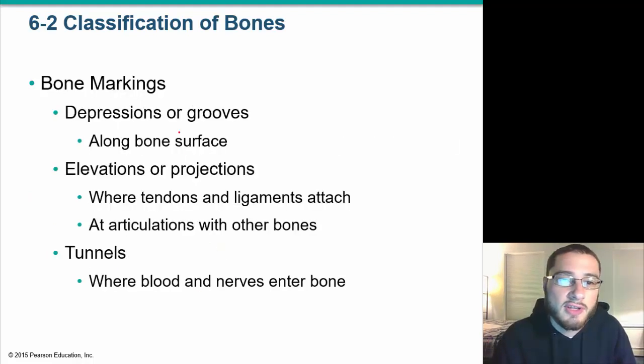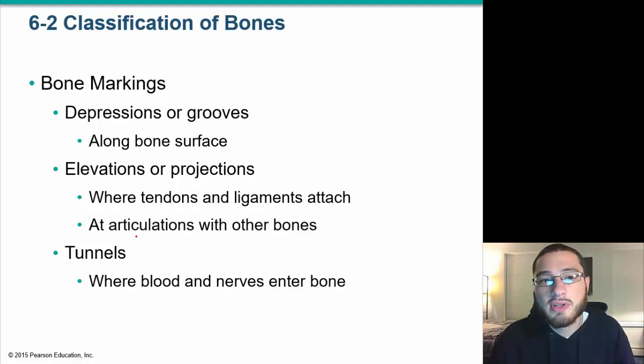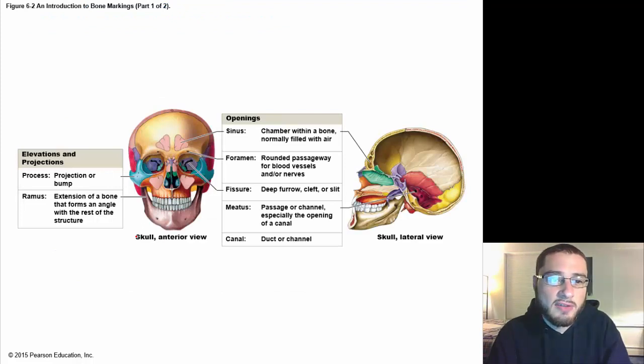You have bone markings, which are depressions or grooves, elevations and projections. You have tunnels. So each bone has its different features. It has its bumps, its grooves, its projections. It has its holes in it, and these are all called bone markings. You have elevations and projections, which are considered a process, meaning a projection or a bump. You have a ramus or rami, which are extensions of a bone that form an angle.